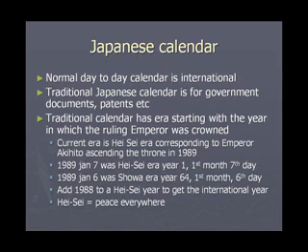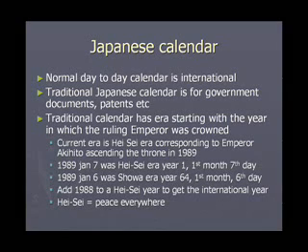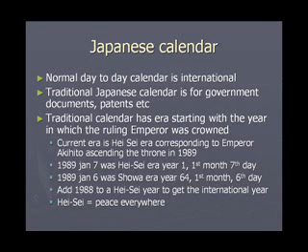The normal day-to-day calendar used in Japan is the international calendar starting with 1st of January and ending with 31st of December. There is another traditional calendar that is used for only government documents, patents, etc. This calendar also starts on 1st January and ends on 31st of December. However, the representation of the year in this calendar is different. The traditional calendar has a concept of era that changes with the ruling emperor. The year 1 of the new era starts on the day the new emperor is crowned.